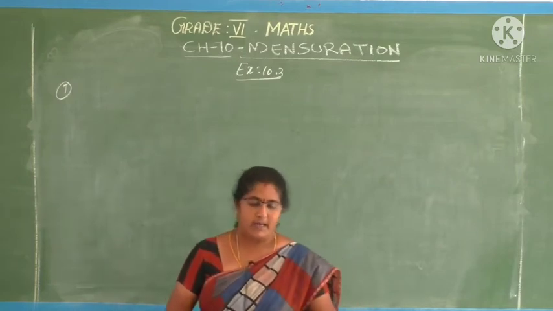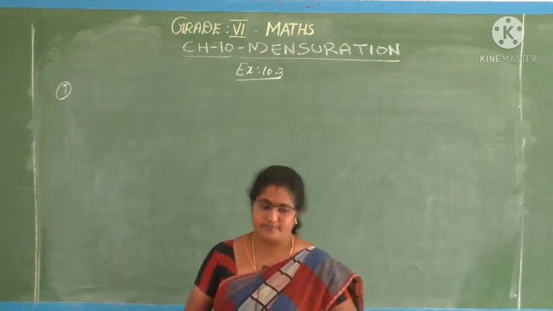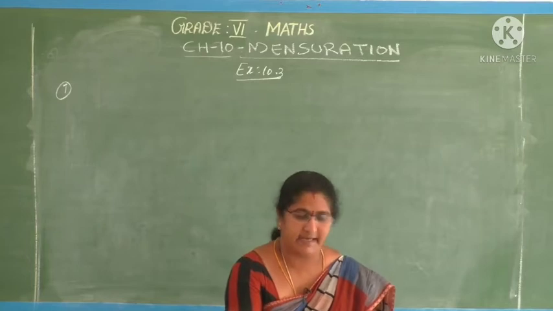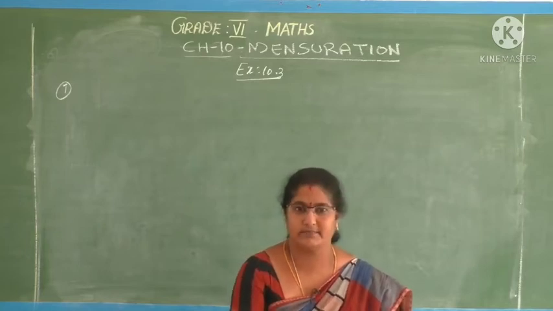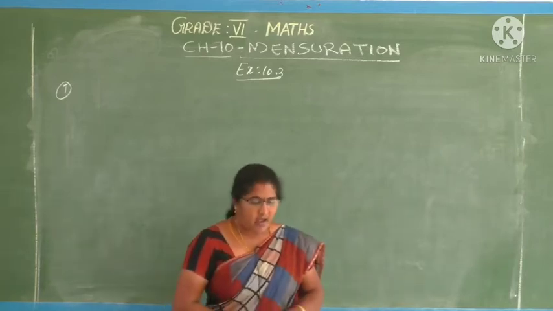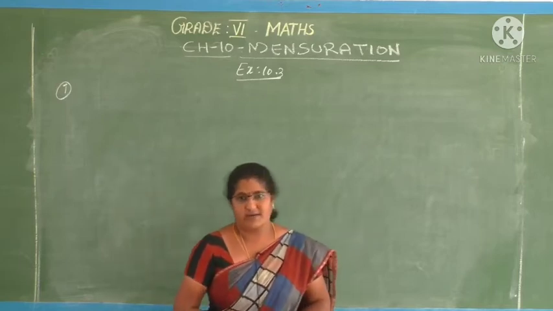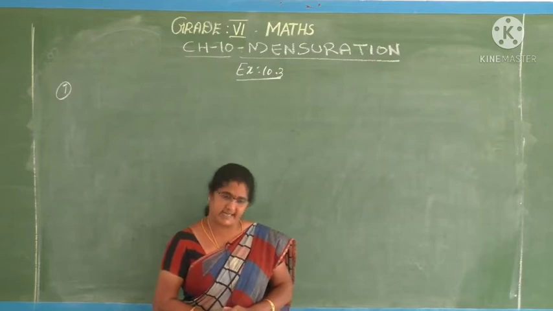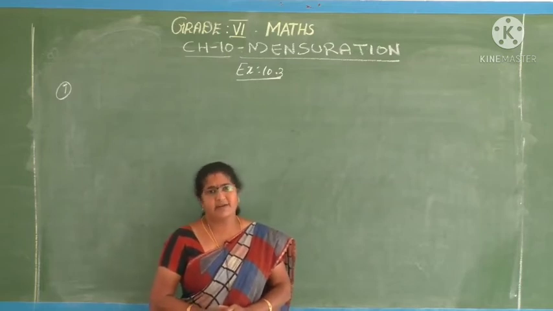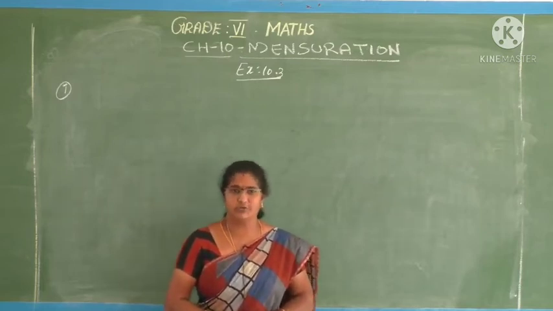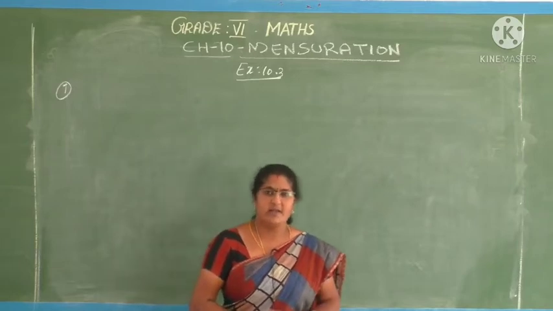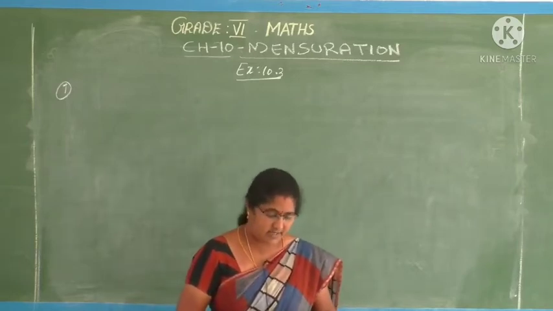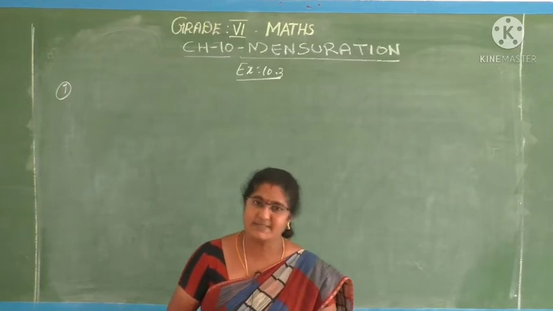In this, the area of a rectangle and square, isn't it? Area of square, what is the formula? Area of square, side into side. Area of rectangle, length into breadth. Using these formulas we have already completed 6 problems.